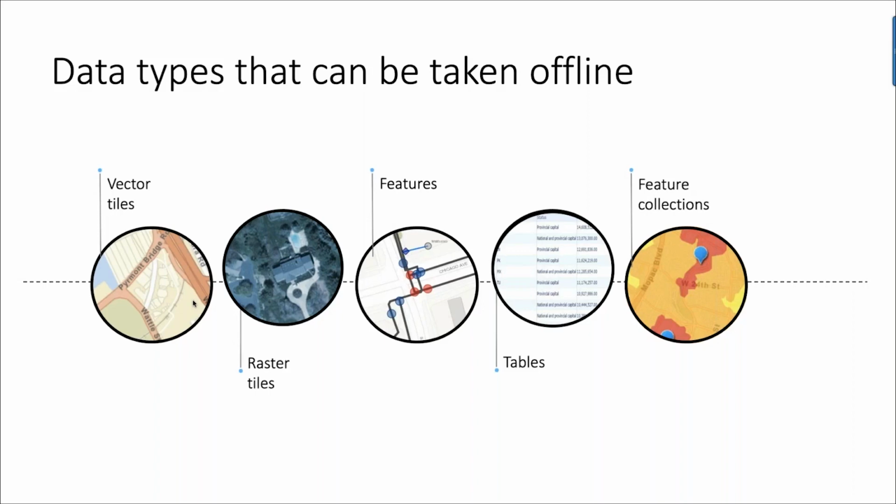Attachments to features can also be taken offline. And then feature collections, which are small amounts of geographic data that don't have a feature service backend. They're embedded in the JSON of the web map. It's useful if you're doing some analysis and you get a result back and you just want to display that. You don't need to store it anywhere. You can actually keep that in the web map. So those are the kinds of things that a web map will automatically package up and download for you.